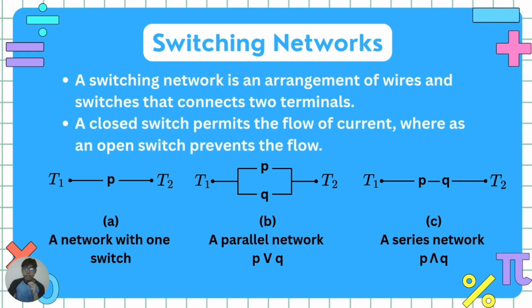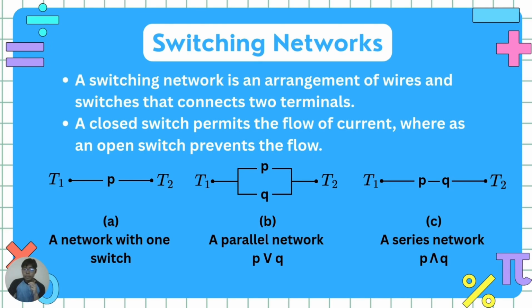The parallel network, diagram B. Now, what if we have two switches, P and Q? In diagram B, they are arranged in parallel. This physically represents the logical OR, P or Q. Because the wire splits, the current has two different paths it can take. As long as switch P or switch Q is closed, the circuit is complete. The only way to stop the current is if both switches are open. It is why we use a parallel circuit to represent the parallel network.